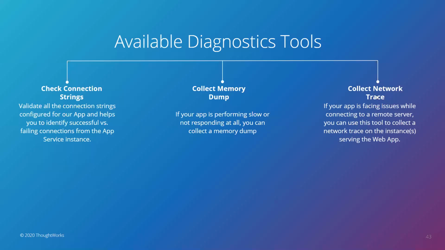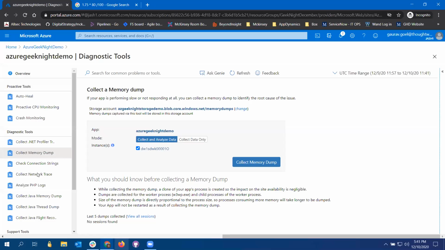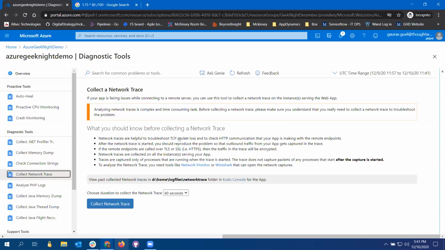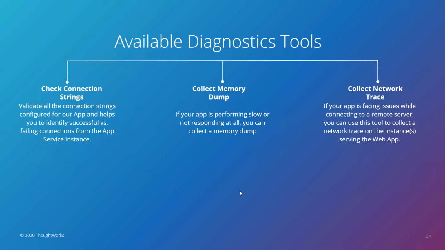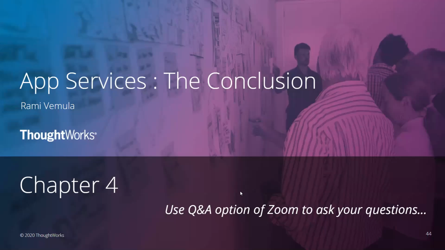Quickly we'll talk about the network trace. Let's say you're seeing any network contention, or you're not able to connect to any instance or any other third-party service. If you want to collect a network trace, you have this option from here. For a quick 60 seconds you can collect the network trace and analyze it further. So I think we can quickly wrap this up and I'll hand it over to Ravi for the last section of this demo.